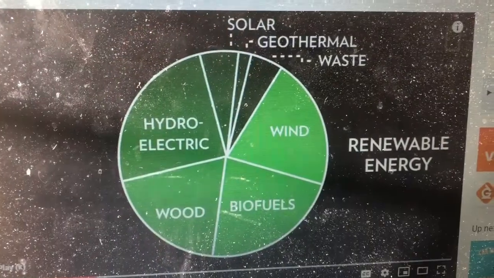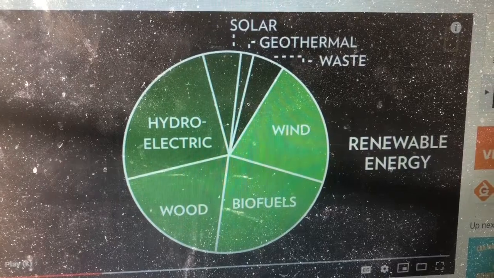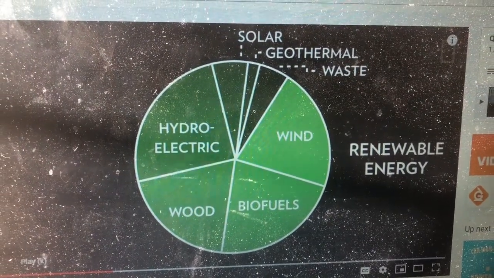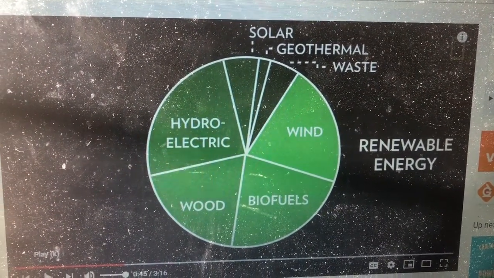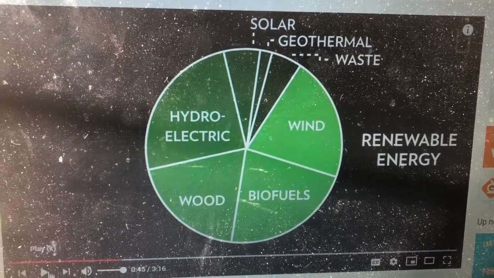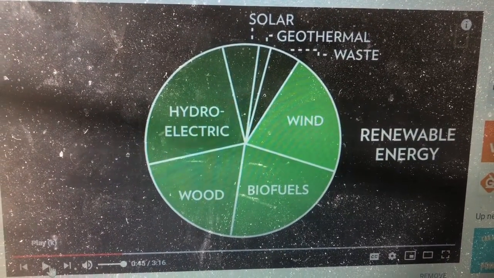So there are other types, other options, okay? So let's see if we can list those. So what do you have? Wind, geothermal, solar, hydroelectric. Do you have those?